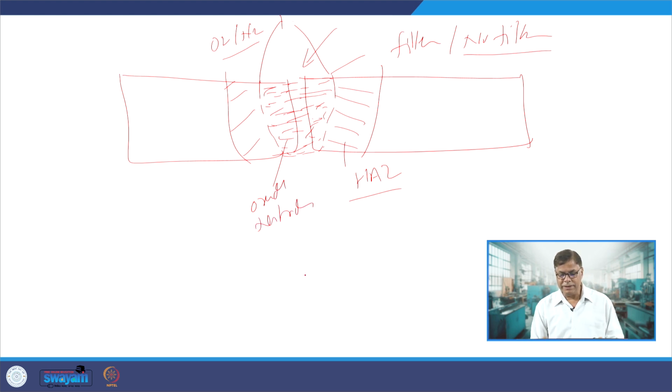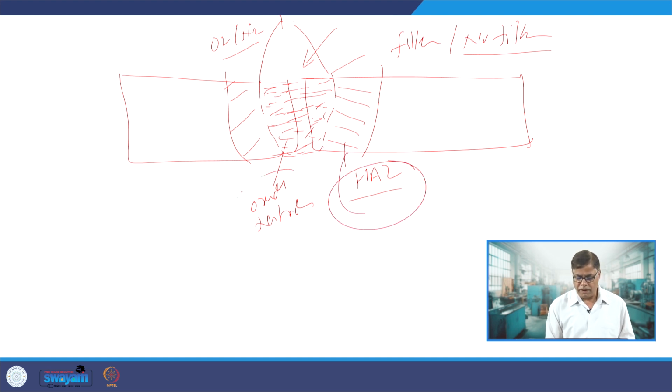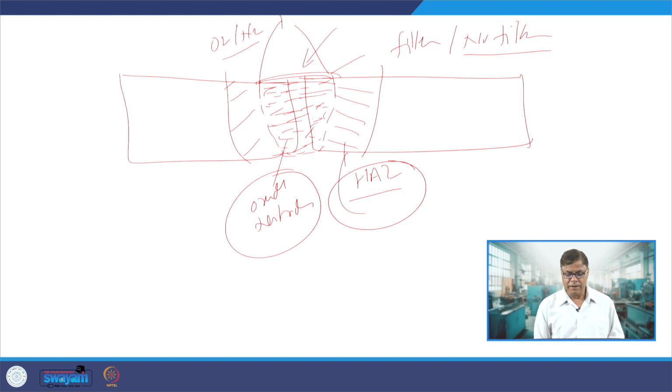Considering this scenario, we have to see how much heat affected zone is being formed, how much oxides and nitrides are being formed, what is the size of the weld zone, whether it is very small or very wide, and how the property variation across the weld joint is taking place. Depending upon the choice of the filler metal or no filler metal, we may have a variety of distributions like this.